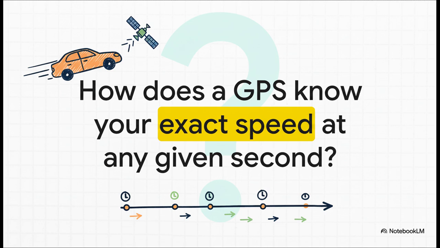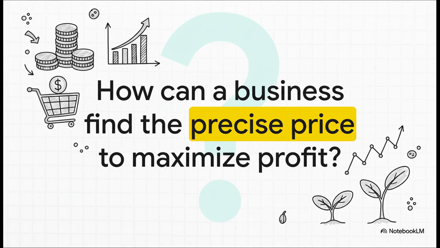So, think about your GPS. It doesn't just tell you your average speed for the trip, right? It knows your exact speed at this very second. How in the world does it do that? Or picture this. A company is launching a new product. How do they find that perfect sweet spot, that one price that will bring in the absolute most profit? Totally different problems, right? Well, maybe not.